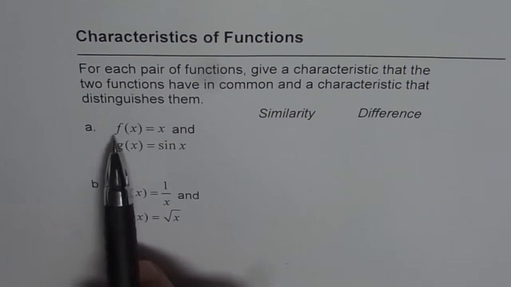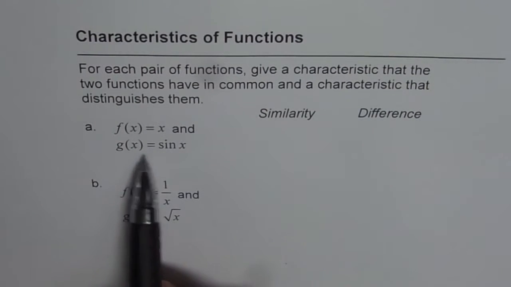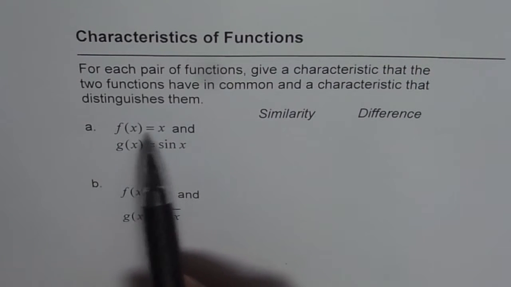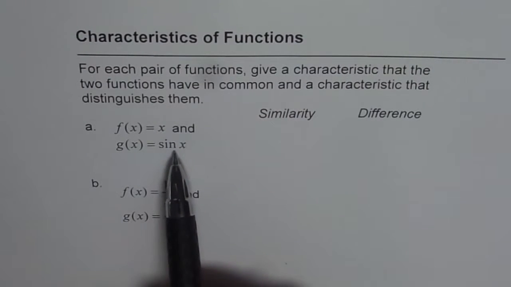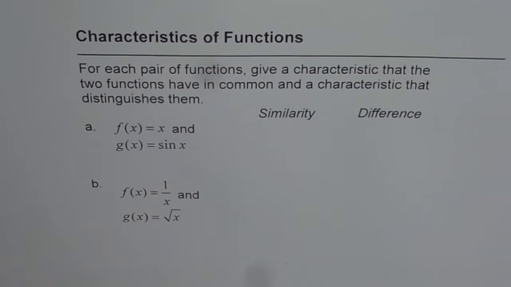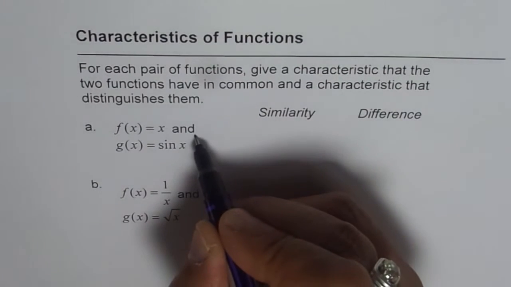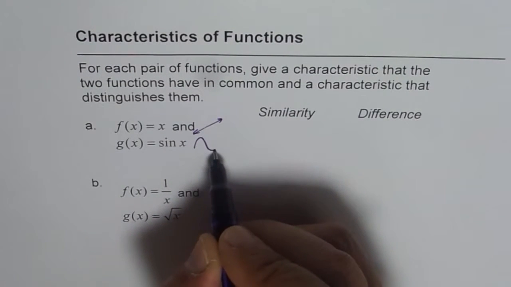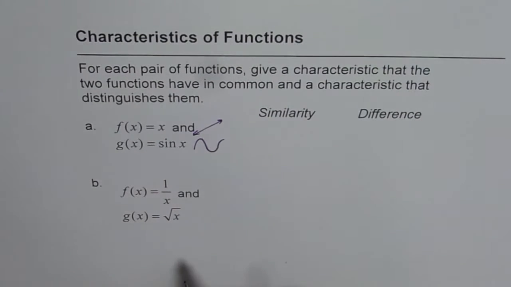The first one is f of x equals x and g of x equals sine x. The other one is f of x equals 1 over x and g of x equals square root of x. So let's try to figure out their similarities and differences. Now when we talk about f of x equals x and g of x equals sine x, we know x is a linear function, which is kind of like this, and sine x is a sine wave, right? Now looking into these functions, what are their similarities?